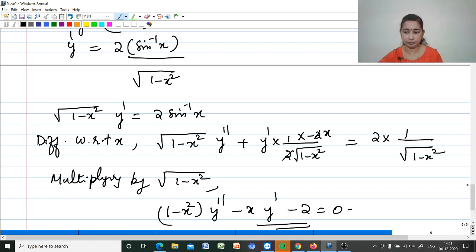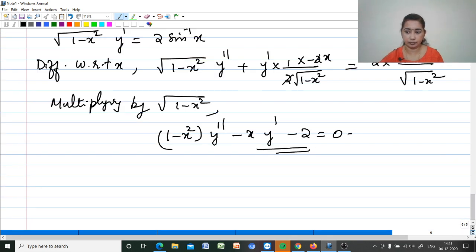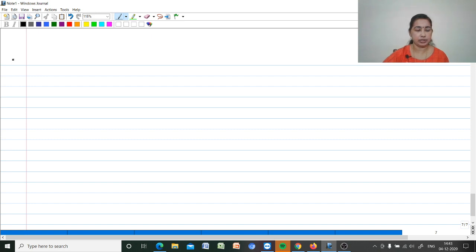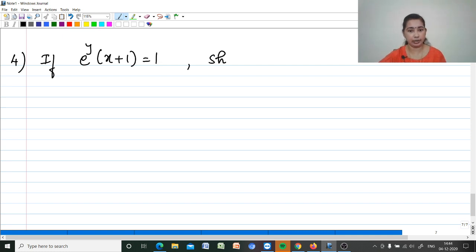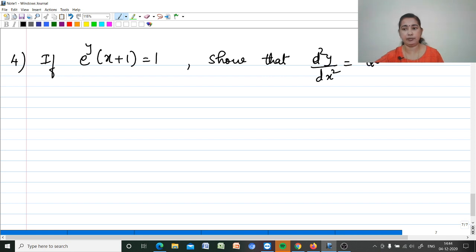Now next one, question number 4. If e raised to y into x plus 1 is equal to 1, show that d square y by dx square is equal to dy by dx whole square.